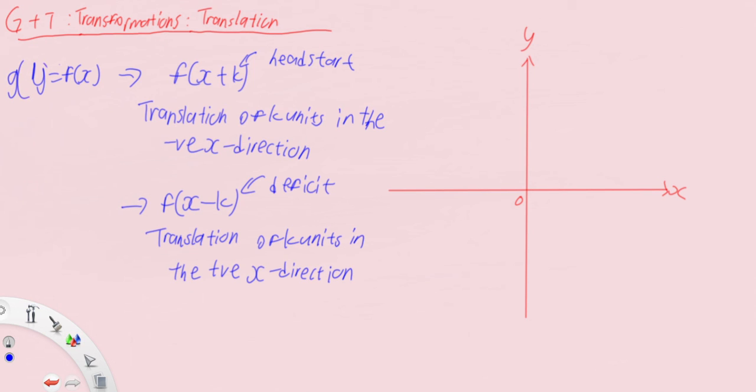So let me just recap this. Given g(y) equals f(x), if you transform it to f(x plus k), it is a translation of k units in the negative x direction. For f(x minus k), it's a translation of k units in the positive x direction.